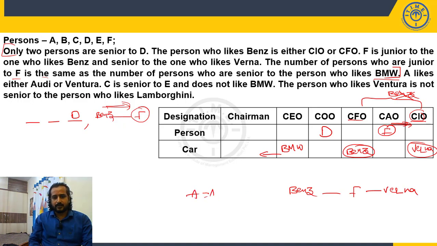So A likes either Audi or Ventura. So where can I place the A? In the place of CEO? No. CEO likes BMW. But A likes either Audi or Ventura, one of these two. And here A?